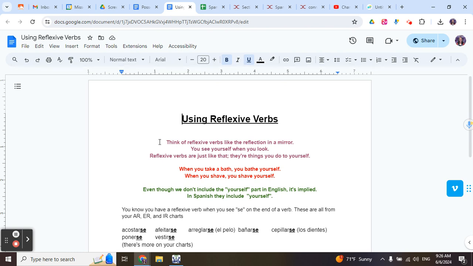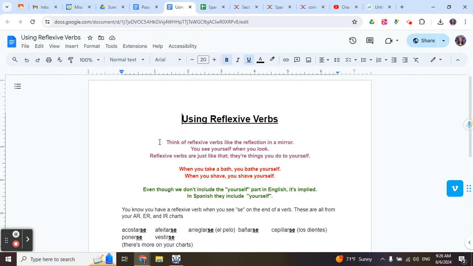So think about when you take a bath. Well, you bathe yourself, don't you? You don't take a bath. Think about how confusing that would be for people who are learning English. You say you take a bath rather than you bathe yourself, right? Or when we say, "Oh, I'm going to go shave." We never say I'm going to shave myself, but that's implied in English. We don't have to say the yourself part.